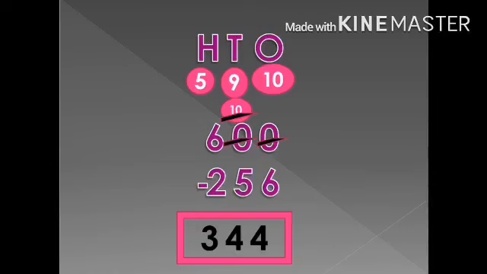Now 0 at the ones place turns into 10. 0 at the tens place turns into 9. 6 at the hundreds place turns into 5. At the ones place 10 minus 6 is 4. At the tens place 9 minus 5 is 4. And at the hundreds place 5 minus 2 is 3. So our answer is 344.